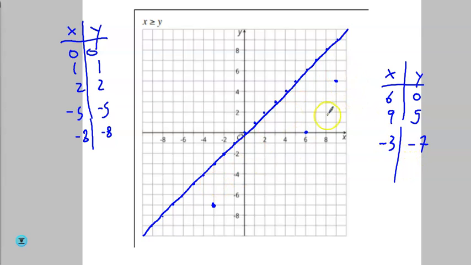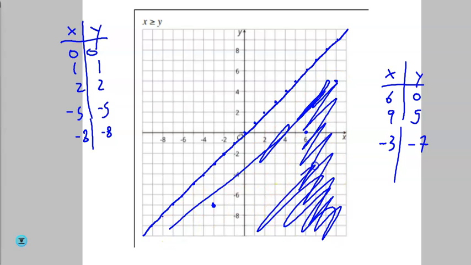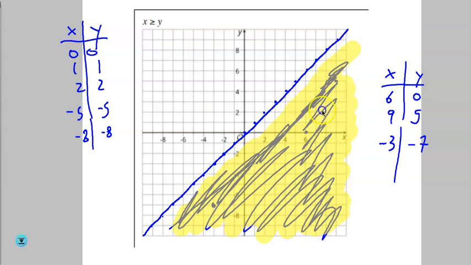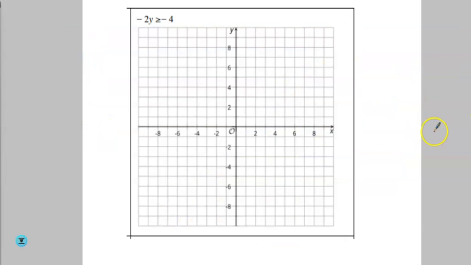So if you know it's the points on this side, that's the side you're going to shade with all of the solutions. So this is the side that works. Any point on this side of the line will satisfy that inequality where x is greater than y. Any point on that line would satisfy x equals y. All right, let's look at the next one.